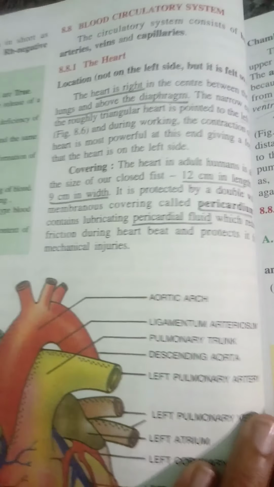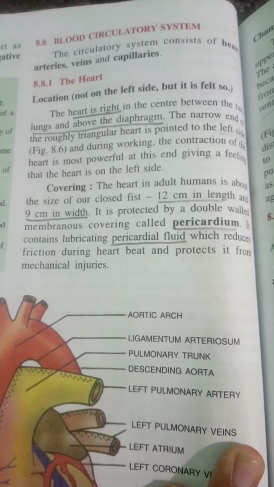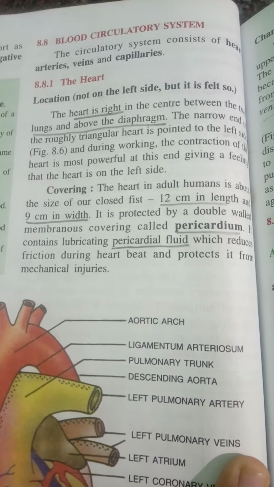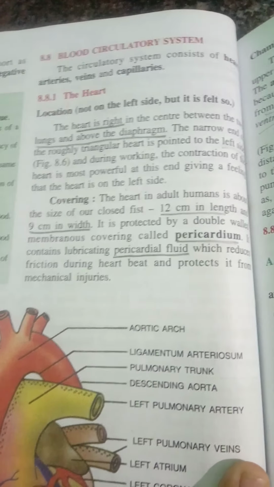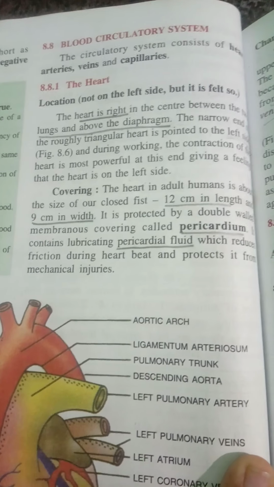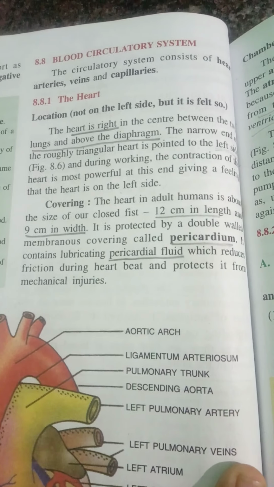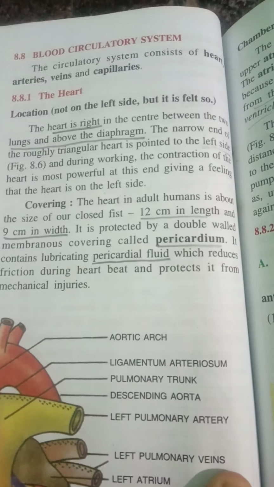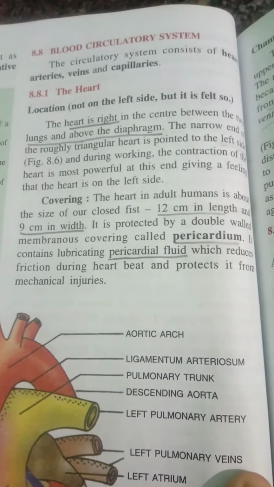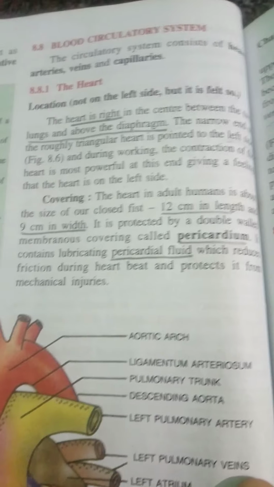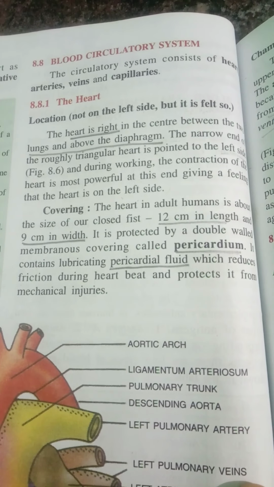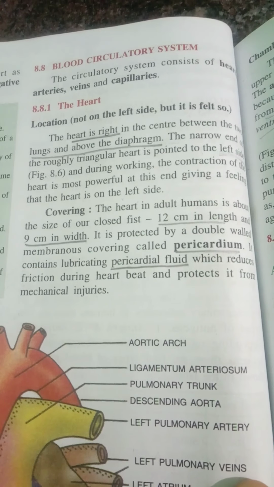The heart in adult humans is about the size of our closed fist. That is, the size of the heart is measured like our closed fist, about 12 centimeter in length and 9 centimeter in width. It is protected by a double-walled membranous covering called pericardium.